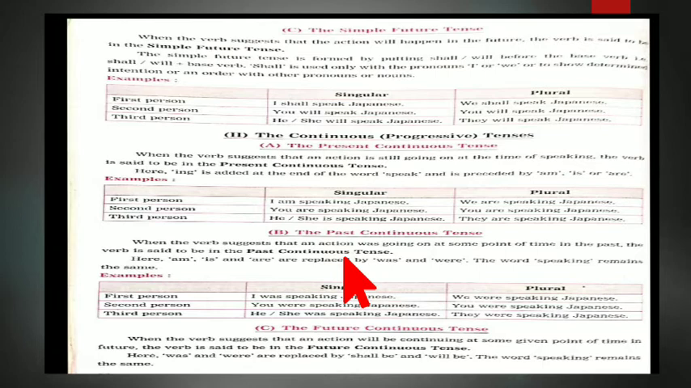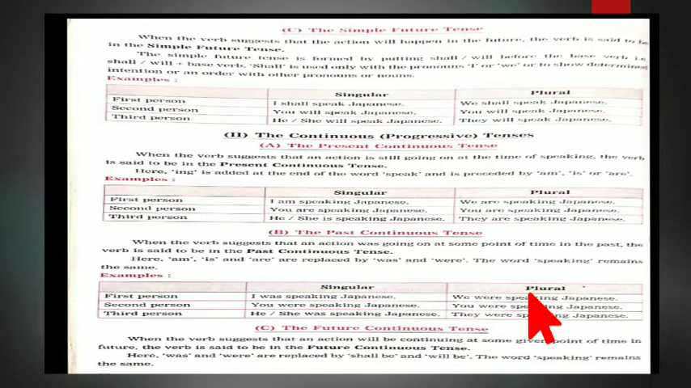Here am, is and are are replaced by was or were, where the word speaking remains the same. Because it is the past tense, the verb will change accordingly. It will become was or were. In the present it was am, is, are, and here it will be replaced by was and were. Now taking into consideration the example, I was speaking Japanese, we were speaking Japanese. Past tense, singular was, plural were. Yes, students, singular was, plural were.